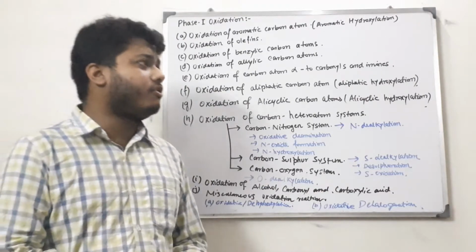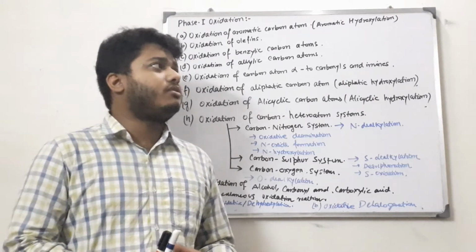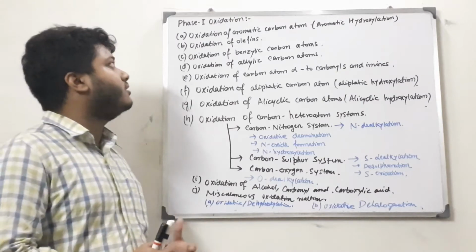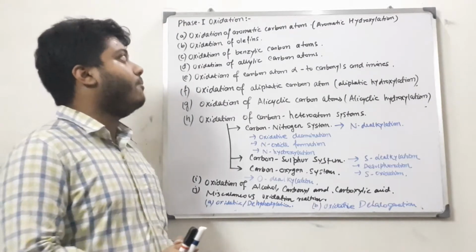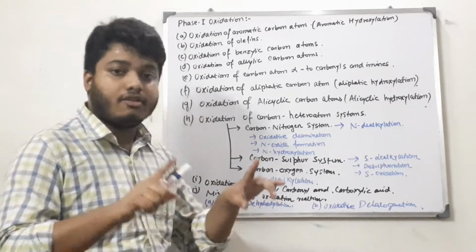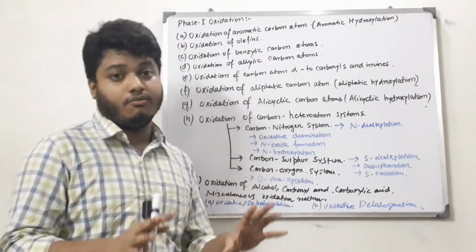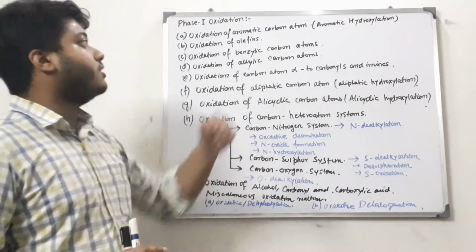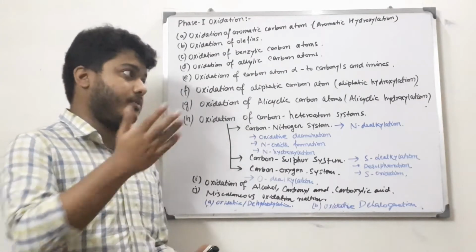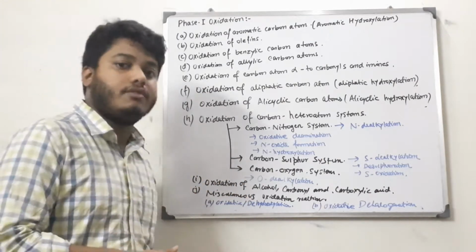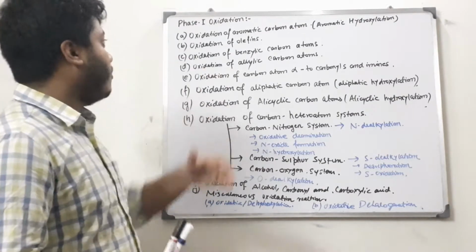Since there is specificity for different kinds of functional groups, we can subdivide the oxidation process into many types. One is oxidation of aromatic carbon atoms, when the aromatic ring is present, when the carbon atoms are arranged in the form of aromaticity. When they show aromaticity, then aromatic hydroxylation occurs. It is generally an oxidation reaction because it comprises the addition of oxygen or similar processes. Another is oxidation of olefins.